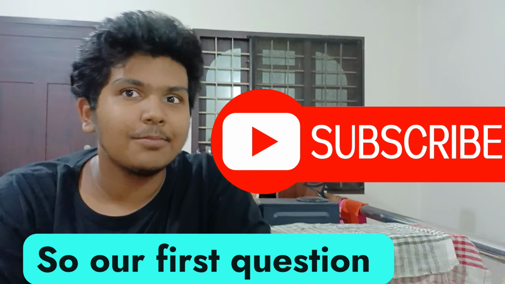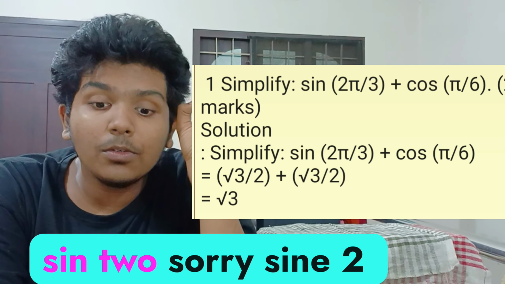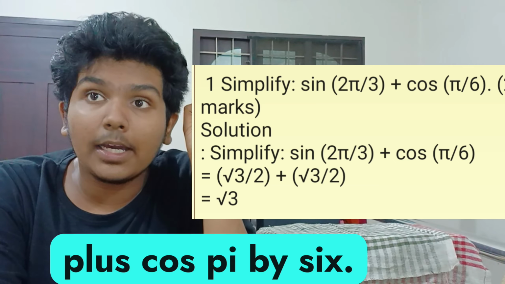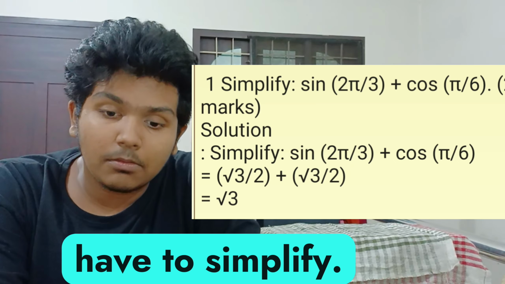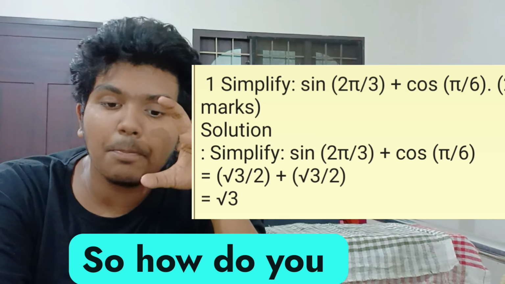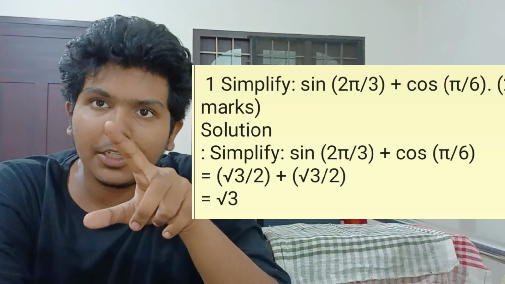So our first question here is simplify sine 2 pi by 3 plus cos pi by 6. So here you have to simplify. So how do you simplify such a question? Pause the video and try to solve it on your own.